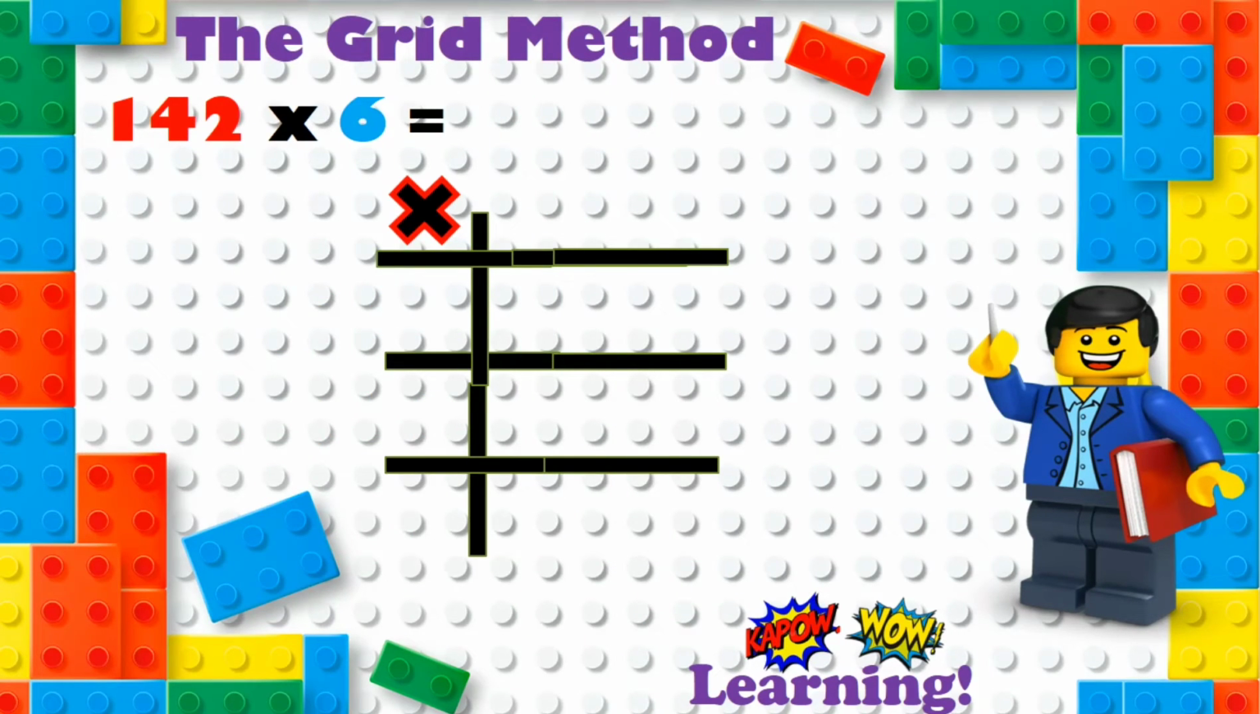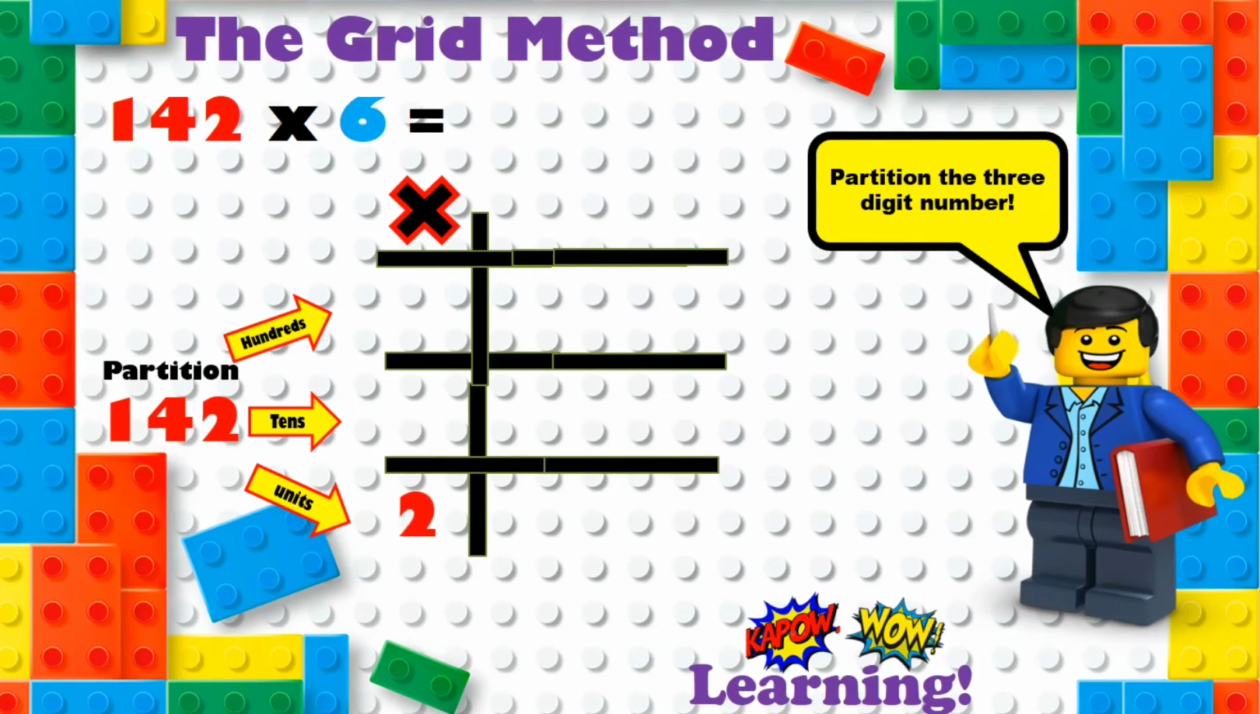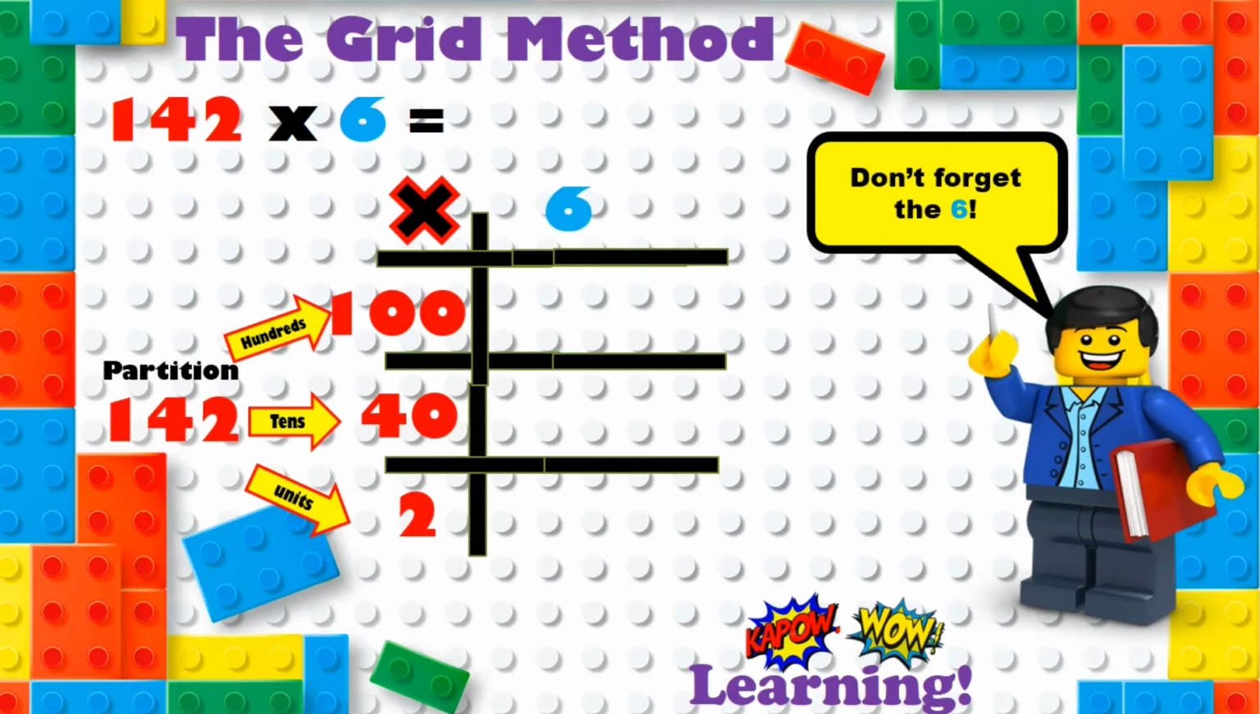Now you can pause this at any point and then try to answer. 142 multiplied by 6. What is that? Do you remember the steps? Right, let's do it. So let's partition the 3-digit number. 142 partition. We need to split it up into units, tens, and hundreds. So the units is 2, the tens is 40, and the hundreds is 100. But don't forget the 6, because we're multiplying 142 by 6.